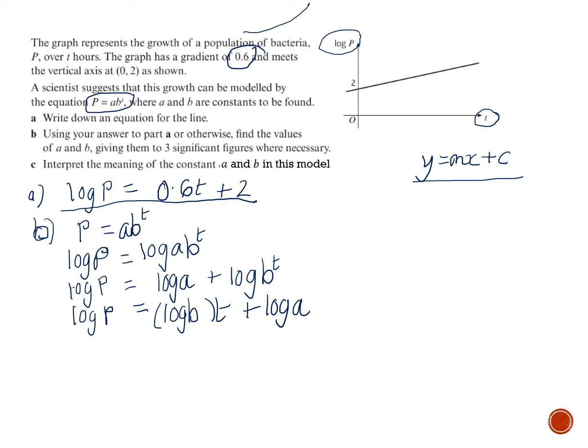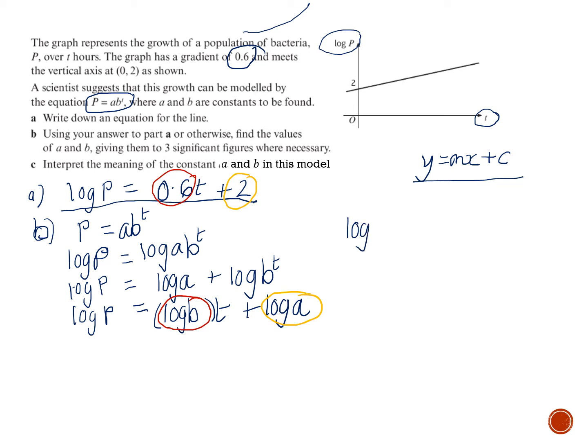Okay, so now by comparing this with our answer to part A, we should hopefully see that this part here must be equivalent to this part here, different colour, and this part here must be equivalent to this part here. So using that is going to enable us to work out what A and B are. Okay, so let's do those. I'll do it over here so I've got room for part C underneath.